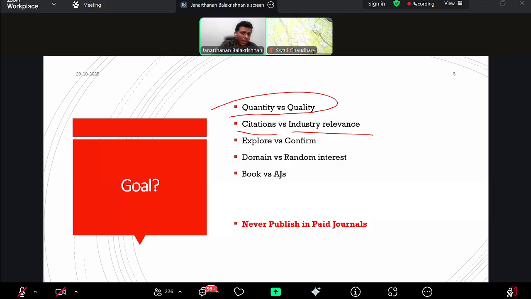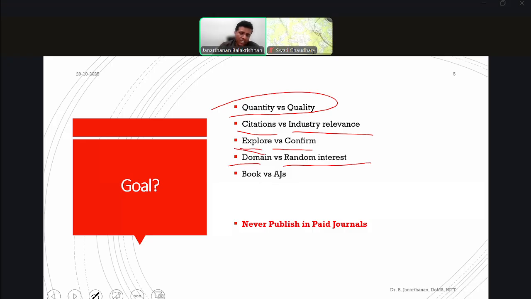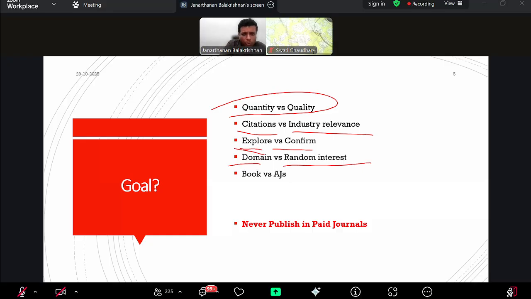Whether to explore or confirm, whether you want to index the study or whether you want to deduct the study, whether you want to work on one domain or on a random interest. Working on a random interest is not very wrong. For example, yesterday I wrote a paper on AI integration with Bhagavad Gita. I was sitting there and I started writing that paper on my own. So sometimes it is not always domain. Sometimes you can work on your peacefulness. Whether you want to write books.